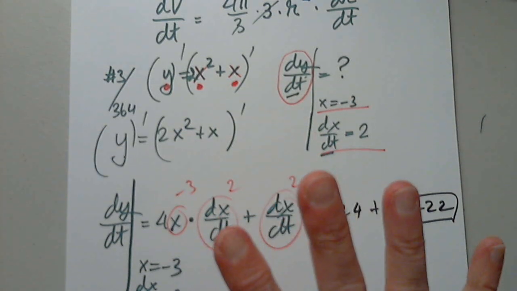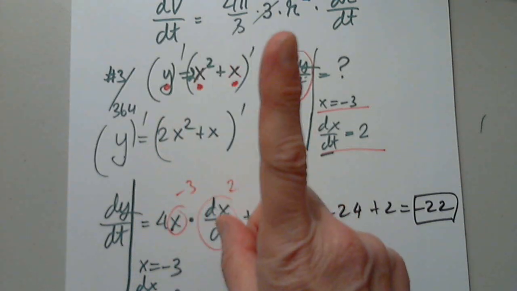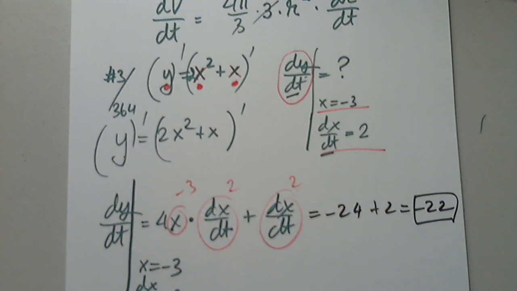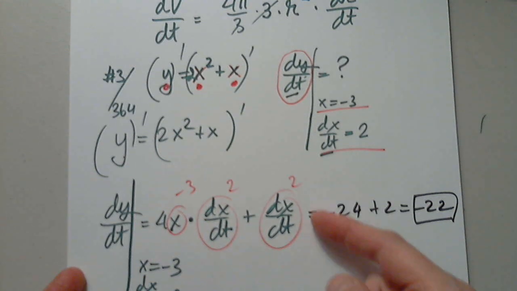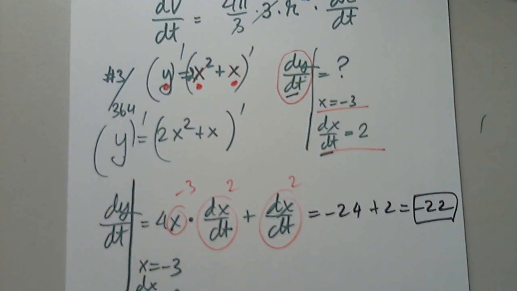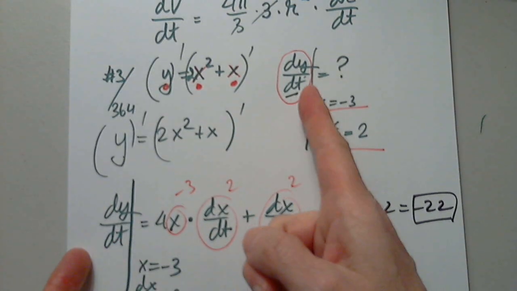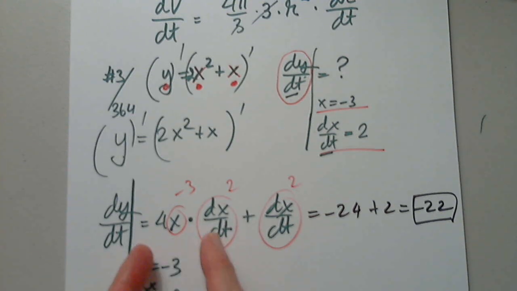So what just happened? We were given a relationship between two functions. One function is x, a function of time, and y is the second function, also a function of time. Once we differentiated, we created another relationship that has these derivatives, their rates of change. And we were asked to evaluate dy over dt when x is -3 and dx over dt is 2. And we just put them in and got the number.